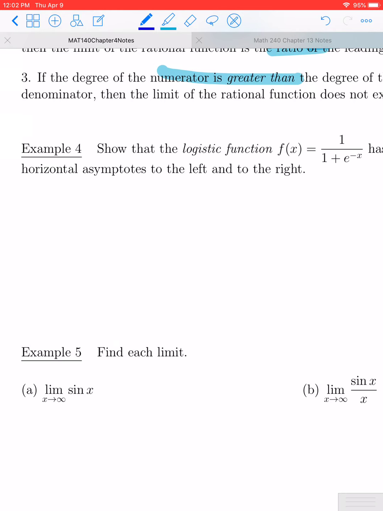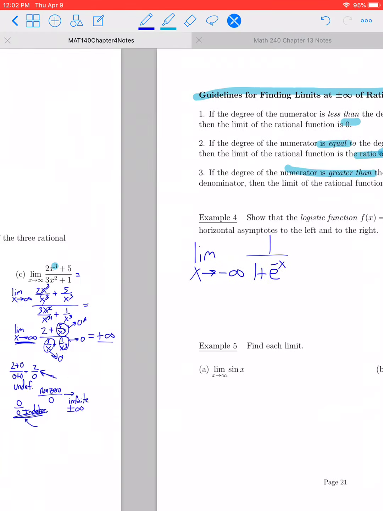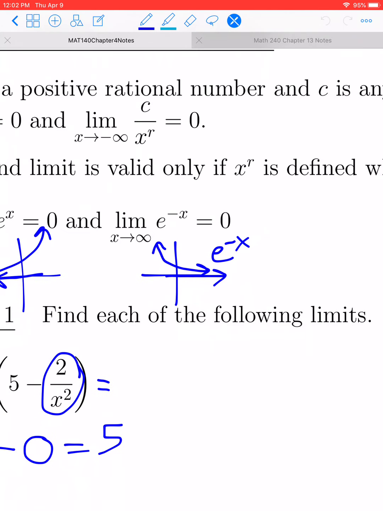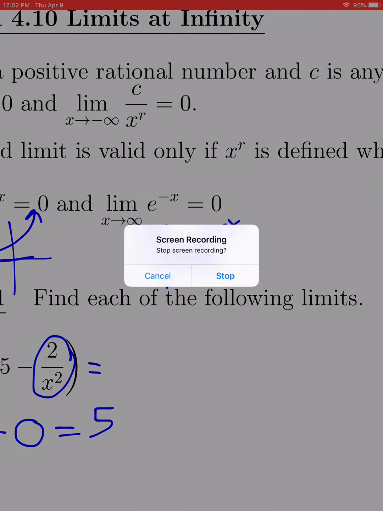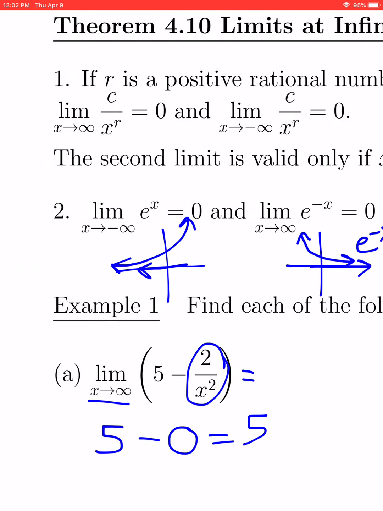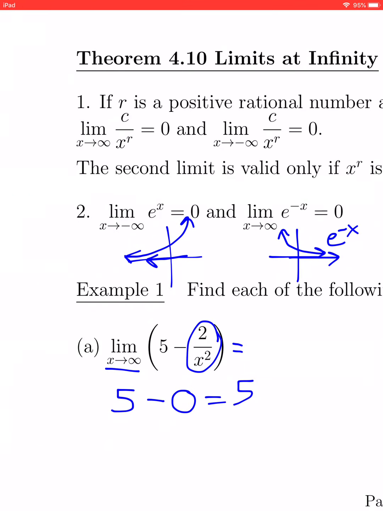Let's go ahead and find the limit as x approaches negative infinity first of 1 divided by 1 plus e to the negative x. We've seen a limit that involves e to the negative x before. Let's go back and see what that limit was. The limit that we had involving e to the negative x was when x was approaching infinity. We're looking right now at the limit as x approaches negative infinity, and that involved the function e to the x. The limit as x approaches negative infinity of e to the x is equal to 0.